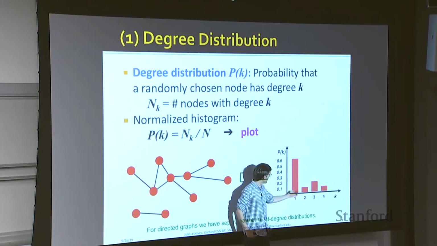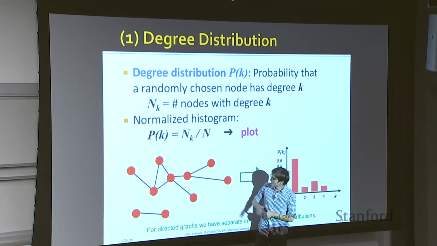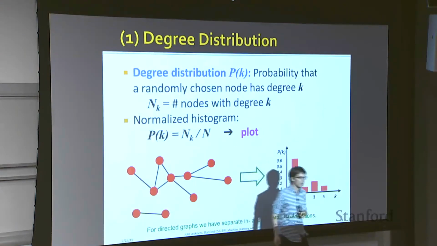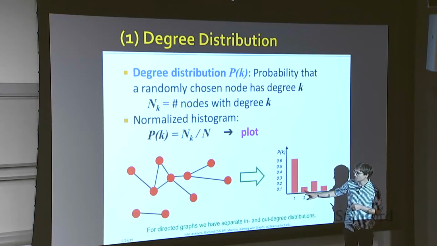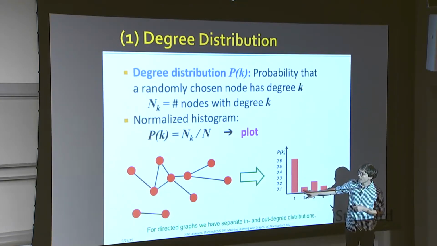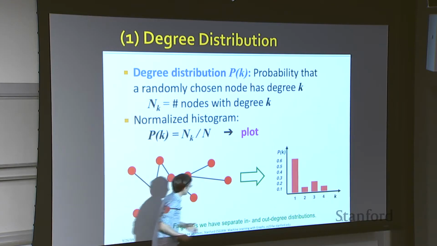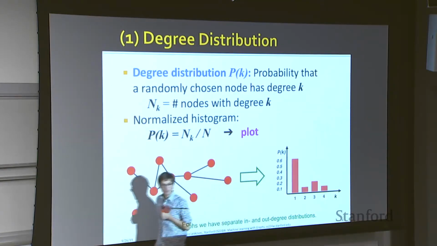So this would mean that 60% of the nodes in this graph have degree 1. And this graph should have 10 nodes, and 6 of them should have degree 1 if I counted correctly, right? And then there is 10% of the nodes with degree 2, because there should be 1 node with degree 2, and that's this guy, and so on and so forth. And I can now start asking, what is the shape of this histogram? Okay, so that's what's called degree distribution.